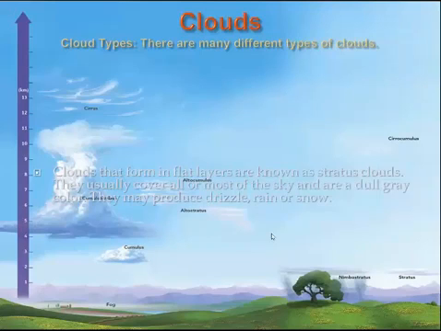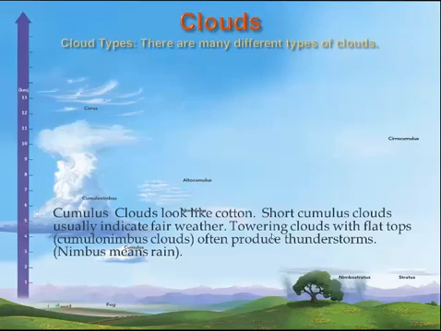The clouds that form in flat layers are stratus clouds. Typically they cover the majority of the sky. They're usually a dull gray color. They can produce drizzle, rain, or snow. Cumulus clouds, they look like cotton. When we have short cumulus clouds, they usually indicate fair weather.